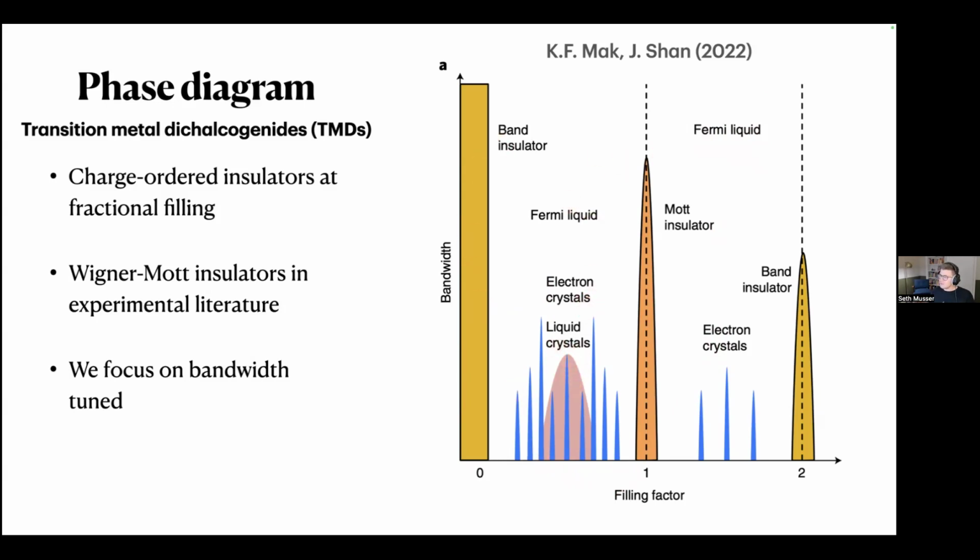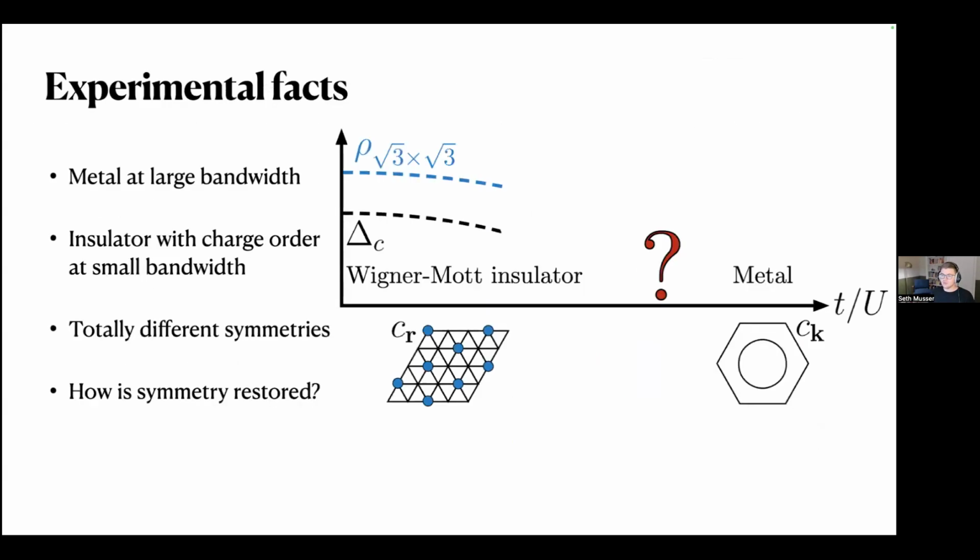So let me just specialize into that. That will be the main character, kind of our focus today. So I'll review the experimental facts again. At large bandwidths, we have a metal with its Fermi surface in the Brillouin zone. And at small bandwidth, confirmed by STM, we have this Wigner-Mott insulator. We know from exciton sensing that it has some charge gap, and we know from STM that it breaks translation. So there's some finite value of this order parameter.